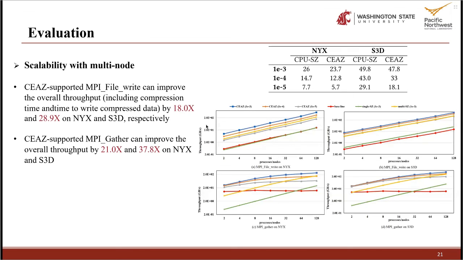As shown in the figure, the CEAZ-supported MPI file write can improve the overall throughput by 18 times and 28 times on NICs and S3D datasets respectively. And besides, the CEAZ-supported MPI gather can improve the overall throughput by 21 times and 37 times on NICs and SMD.